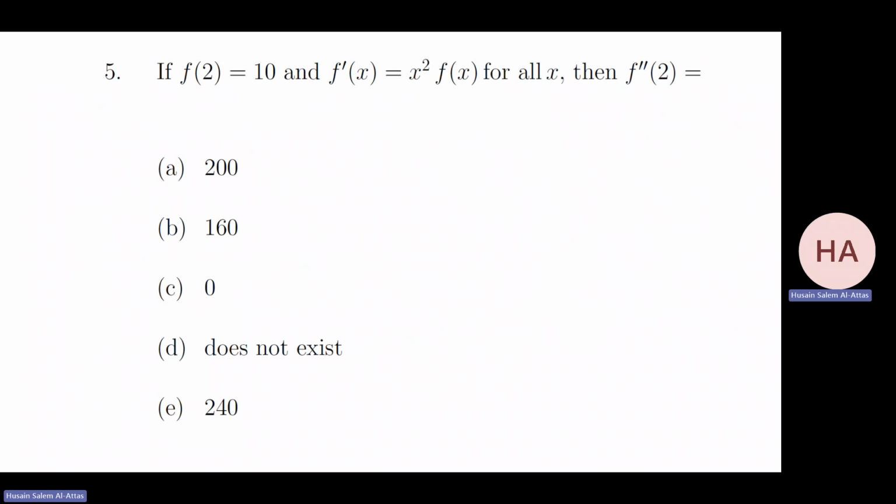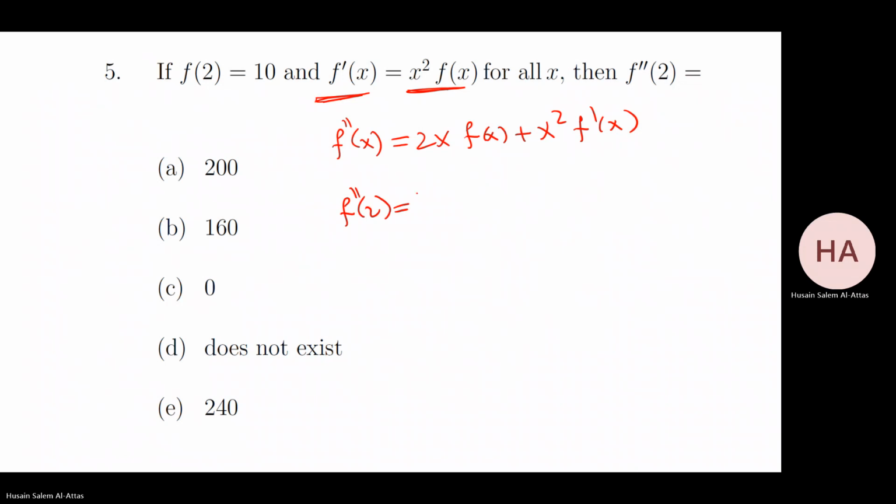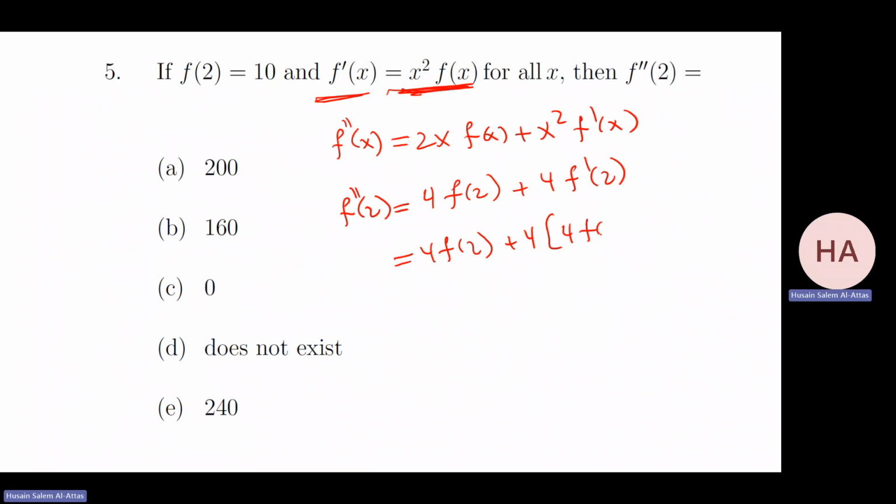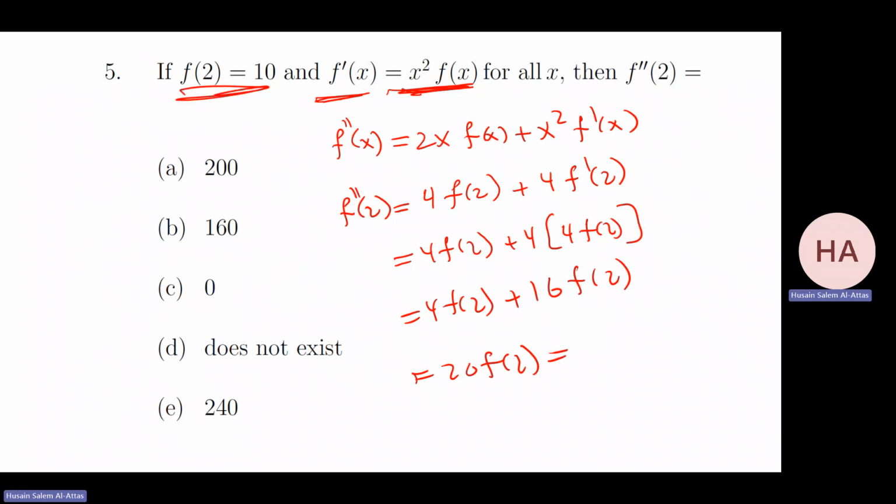F of 2 equals 100, f prime equals this. He gave you f prime, so I need f double prime, which is a product. That will be the derivative of the first, 2x, f of x, plus x squared f prime of x. Okay, f double prime at 2 is 4 f at 2 plus 4 f prime at 2. I don't have f prime at 2, but I can get it from here. Substitute: 4 f of 2 plus 16 f of 2, which is 20 f of 2. What is f of 2? 10. So it's 20 times 10, which is 200, which is this.